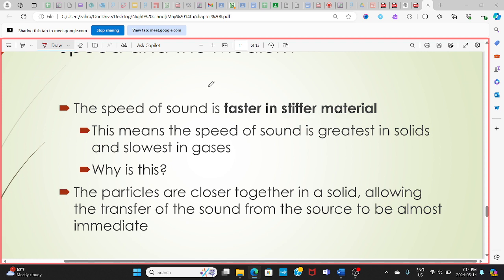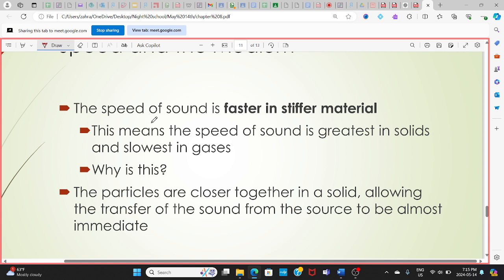Like if you knock on wood, if you want to see that, does the sound wave travel through wood faster, or does it travel through air faster? Of course, through wood. And the reason is that the molecules of the wood are much closer to each other, so they can transfer this energy faster, right? So they bump into each other very fast and transfer that.